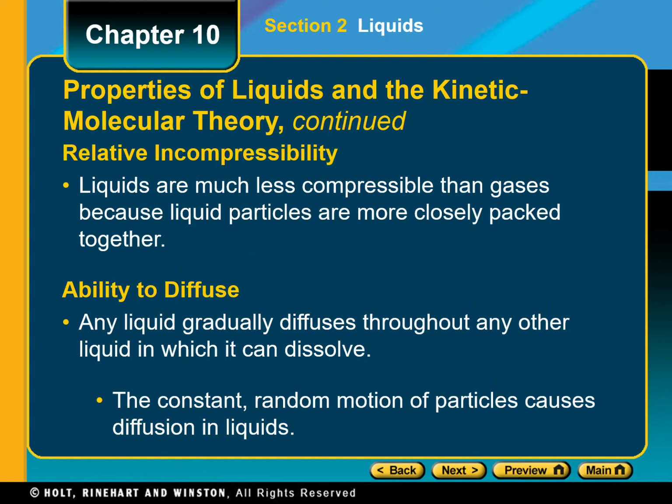Relative incompressibility. When liquid water at 20 degrees Celsius is compressed by a pressure of 1,000 atmospheres, its volume decreases by only 4%. Such behavior is typical of all liquids and is similar to the behavior of solids. In contrast, a gas under a pressure of 1,000 atmospheres would have only about 1/1000th of its volume at normal atmospheric pressure. Liquids are much less compressible than gases because the liquid particles are more closely packed together. Like gases, liquids can transmit pressure equally in all directions.